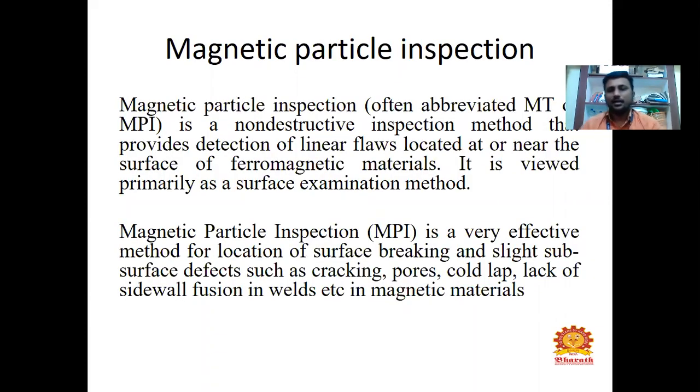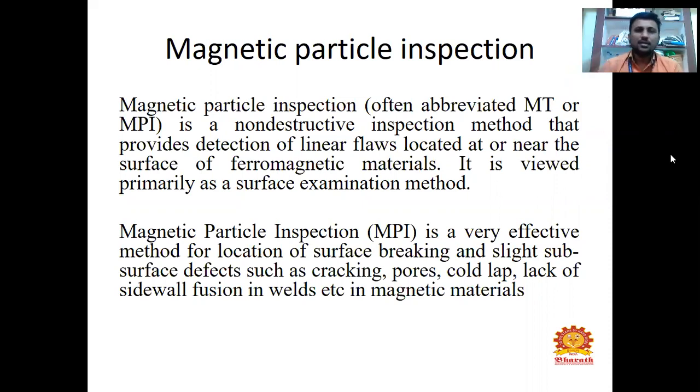In NDT, one of the major inspection types is magnetic particle inspection, which we call MT or MPI. It is a non-destructive inspection method that provides detection of linear flaws located at or near the surface of ferromagnetic materials. It is viewed primarily as a surface examination method.